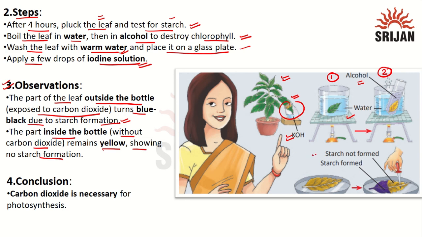As we can see in the diagram, after putting a few drops of iodine solution, the part which turns yellow, starch is not formed because CO2 was not present there, while the part which turns blue-black formed starch because it was exposed to carbon dioxide which was present in the atmosphere, and photosynthesis takes place. Carbon dioxide is necessary for photosynthesis is the conclusion of this experiment.